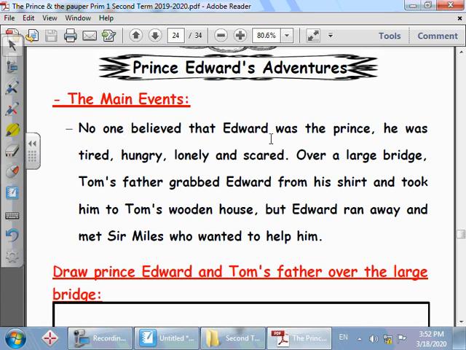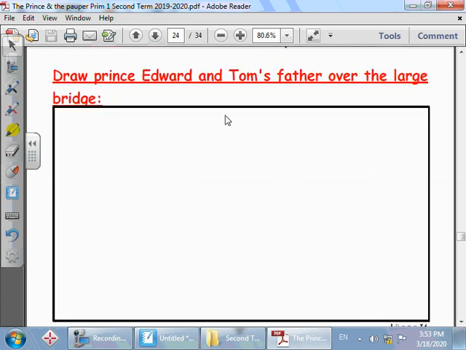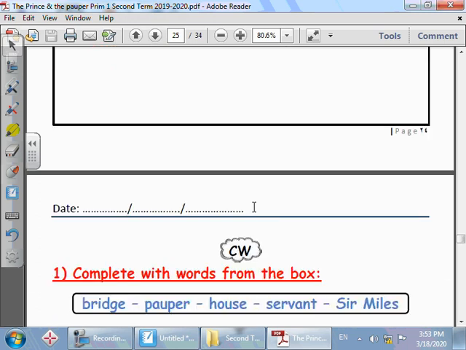No one believed that Edward was the prince. He was tired, hungry, lonely, and scared. Over a large bridge, Tom's father grabbed Edward from his shirt and took him to Tom's wooden house. But Edward ran away and met Sir Miles, who wanted to help him. Here we are going to draw Prince Edward and Tom's father over a large bridge.